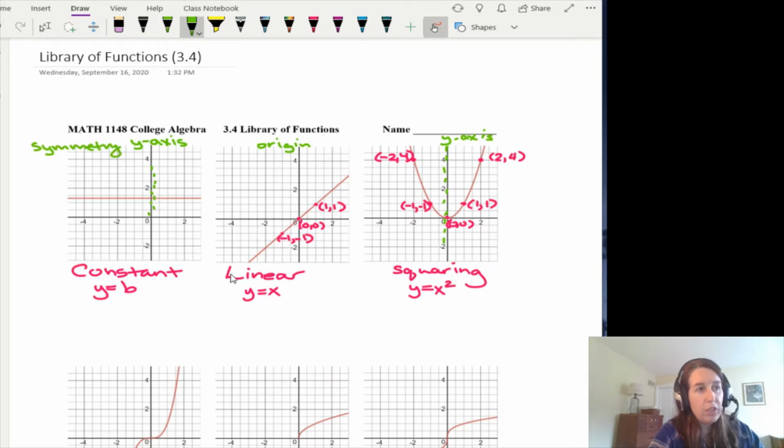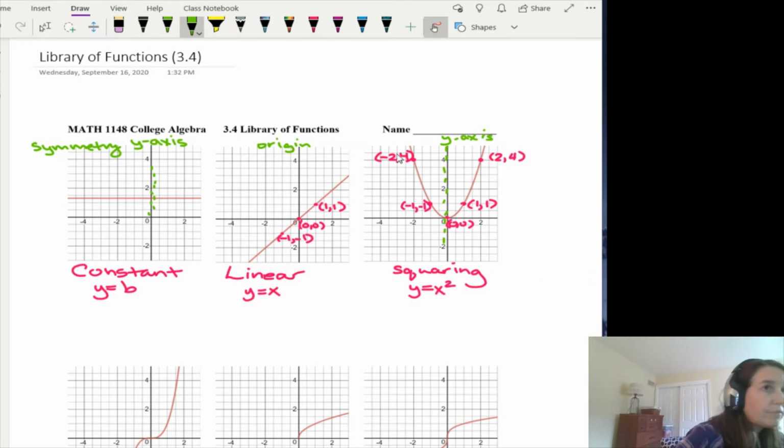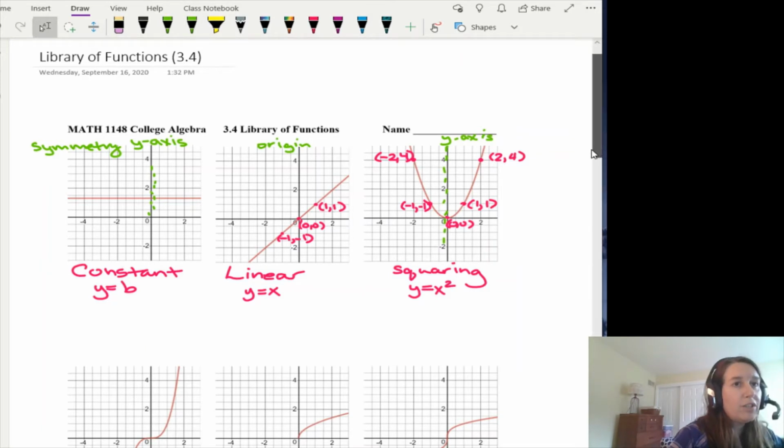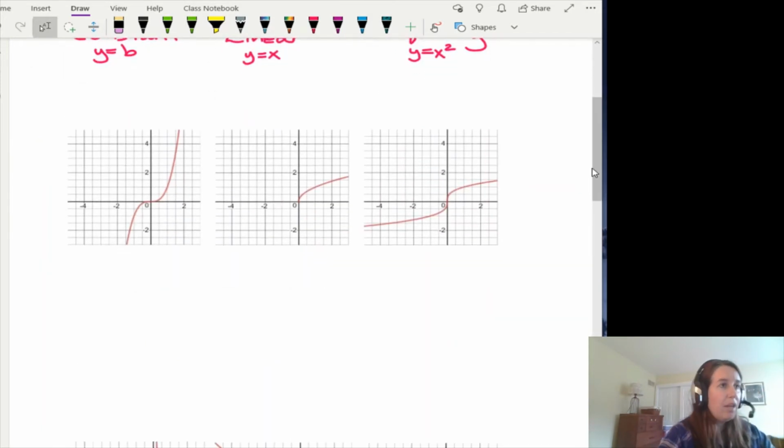There are other things that you could look into about these functions, such as you should probably figure out what their domain and range is. You could figure out where they are increasing or where they are decreasing, etc. All right, so let's move on to some more functions.